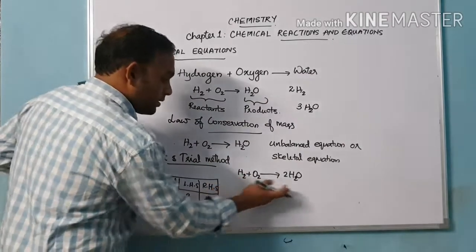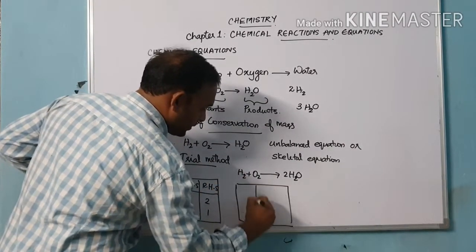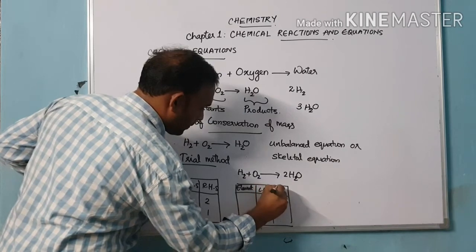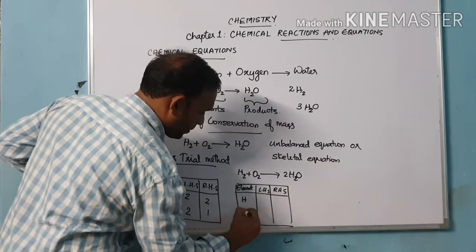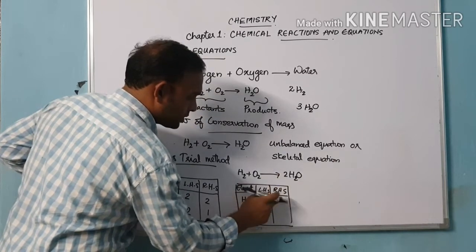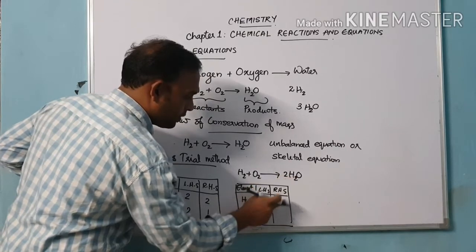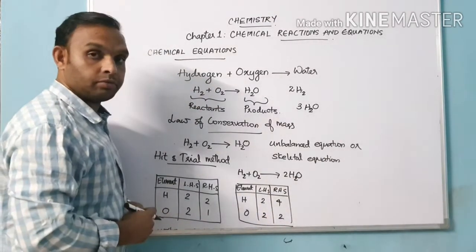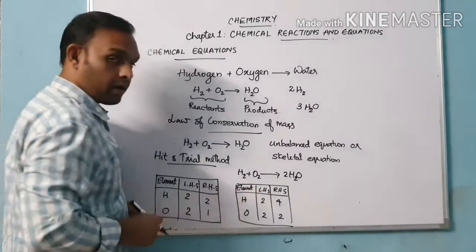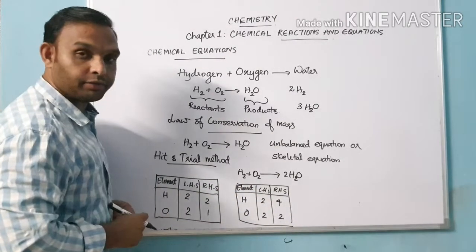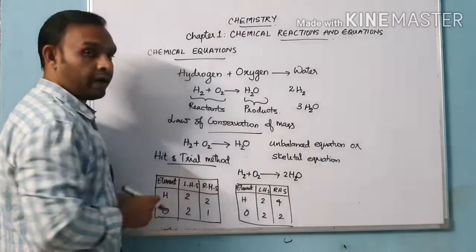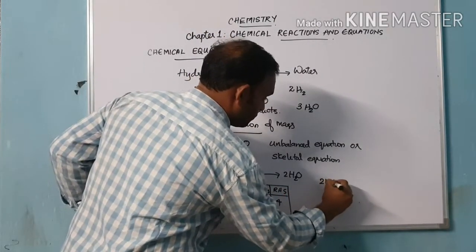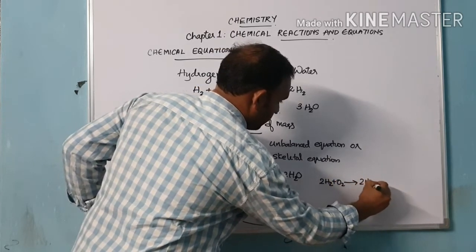Now let us tabulate. When you tabulate, you will get a table like this. Hydrogen is 2 on the LHS, but on the RHS we got 4, because 2 into 2 becomes 4. Oxygen is 2 on the reactant side and 2 on the product side. Now the problem comes: hydrogen is 4 on the RHS and 2 on the LHS. So what do we have to do? We can multiply by 2 just before hydrogen on the reactant side. So we will get the equation 2H2 plus O2 gives 2H2O.